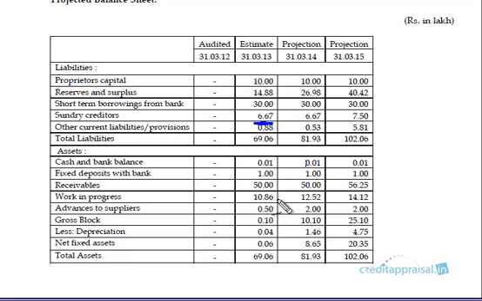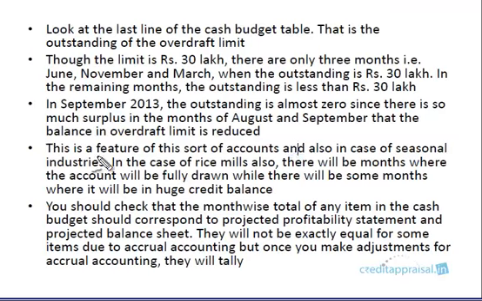So don't always try to compare the month-wise total of the cash budget with the P&L account or balance sheet. It's not going to be exactly the same, due to the accrual system of accounting. But once you adjust for that, those will be the same. So with that, we come to the end of this chapter. You'll be comfortable with the cash budget.